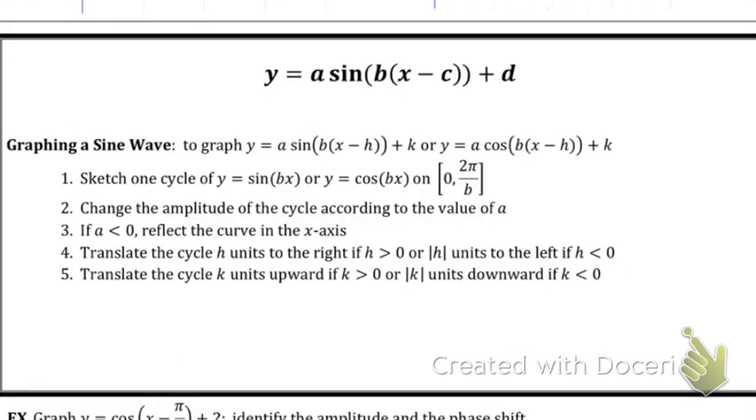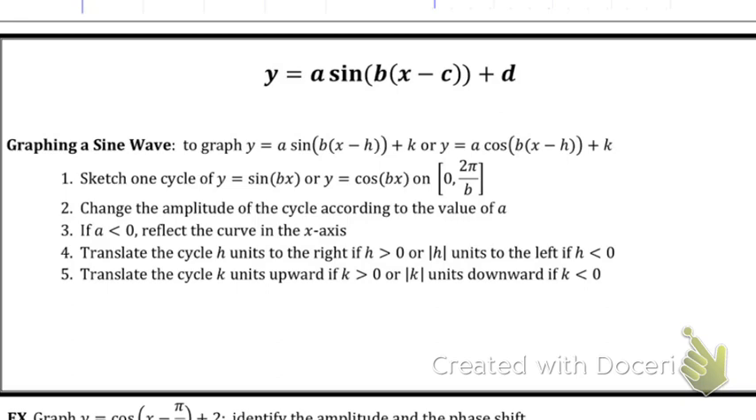These are basically the steps to graphing. All right? Sketch one cycle of sine or cosine from 0 to 2 pi over b. What that says is find the period first and mark it. Change the amplitude of the cycle according to the value of a. If a is negative, reflect the curve across the x-axis. Translate the cycle h units to the right if h is bigger than 0, or h units left otherwise, so we're going left to right. And finally, you go up or down.